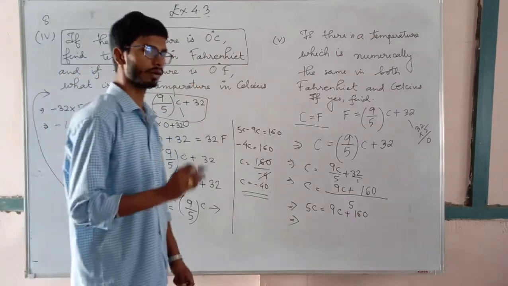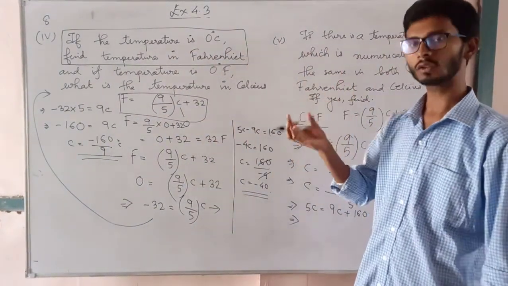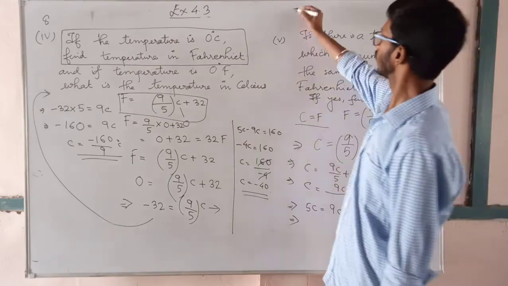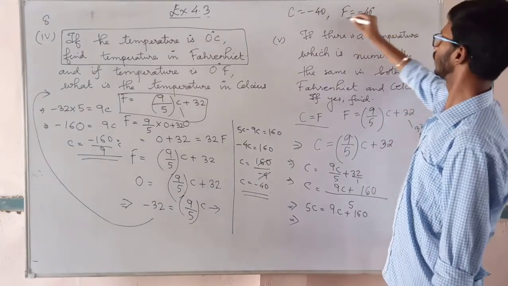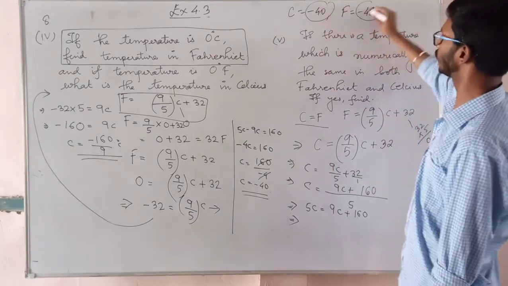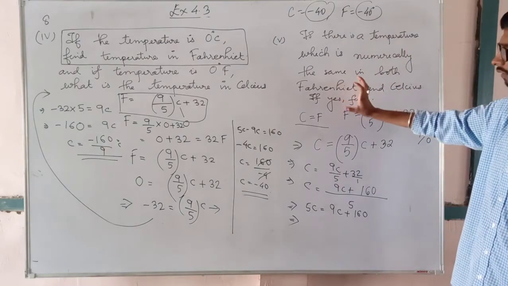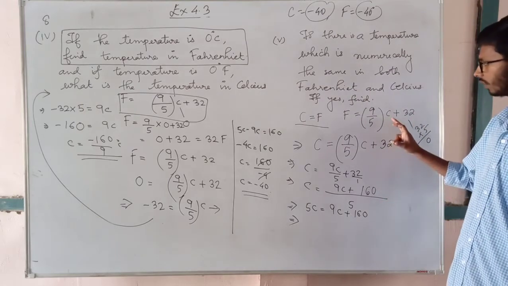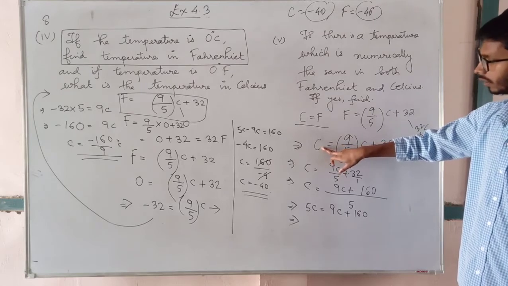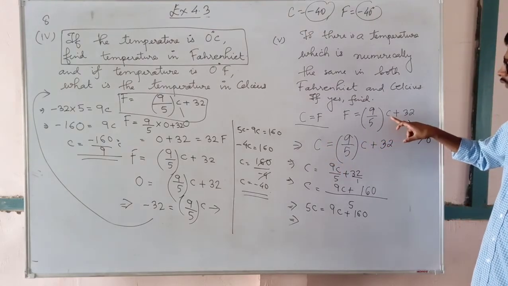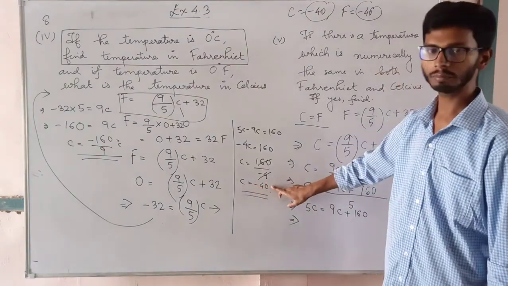So that means for minus 40 degrees Celsius, the value of Fahrenheit is also minus 40. Got it clear? So when C is minus 40 degree, F is also minus 40 degree. So there is one temperature, that is minus 40, for which the Celsius as well as Fahrenheit values both are same. So what we have done here, in place of F we have written C. If you write in this manner, in place of C if you put F and solve, then also you will get F equal to minus 40.